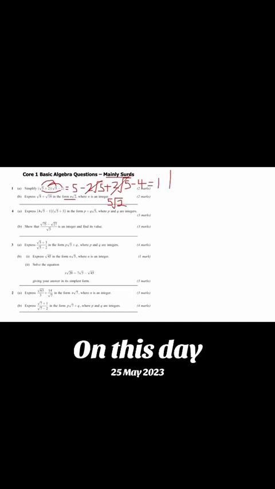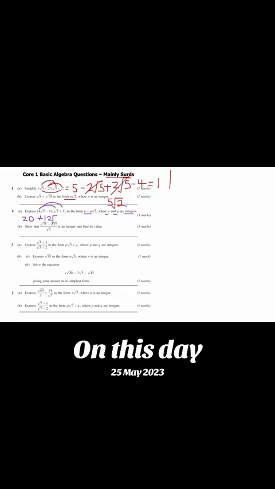Question number 4, part A. Express this double bracket surd in the form p plus q root 5, where p and q are integers. So integers just mean whole numbers. Expanding brackets with surds, 4 root 5 times root 5. Well, root 5 times root 5 is going to be 5. Times that by 4, I'm going to get 20. Then I've got 4 root 5 times positive 3, which is going to be plus 12 root 5.